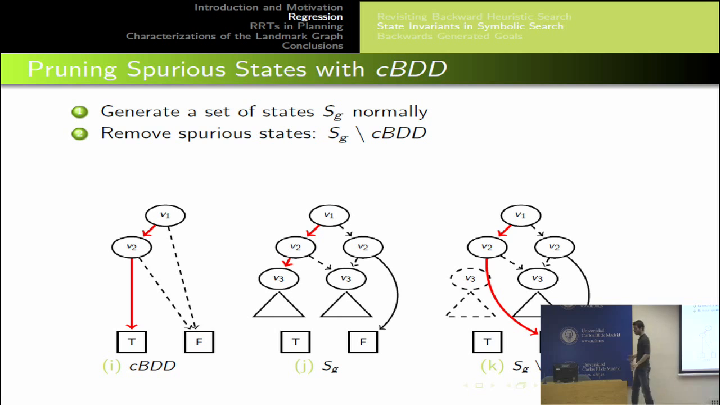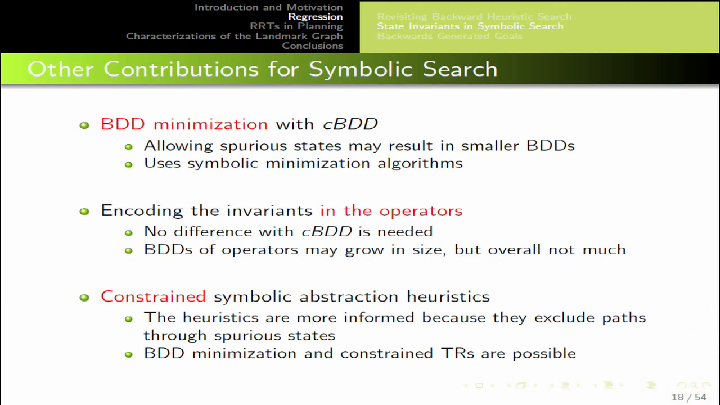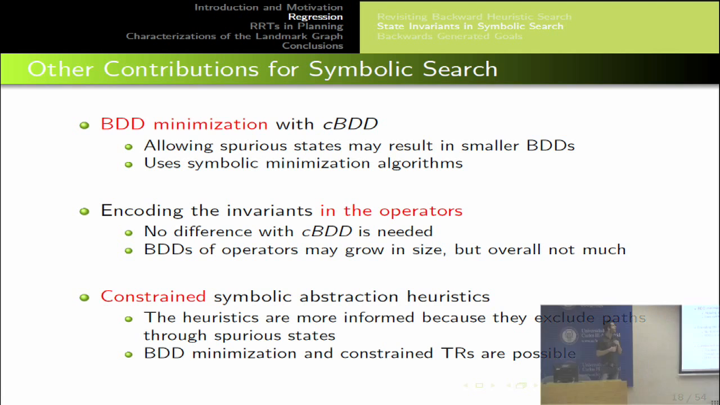This is the best case. There's a negative case also in the thesis for those that may be interested in it. But this case, for example, would mean we'd get an exponential gain in size, right? That's not the only thing we can do with CBDD. We can also use minimization algorithms that allow some spurious states in the BDD to be represented, and that may lead to smaller BDDs. We can also encode the constraints in the BDDs that represent the operators, the transition relations, and not so much with CBDD, which saves us one operation, the difference.